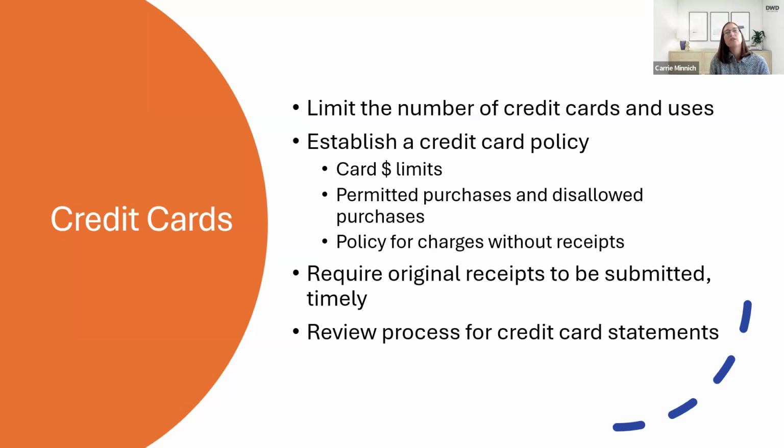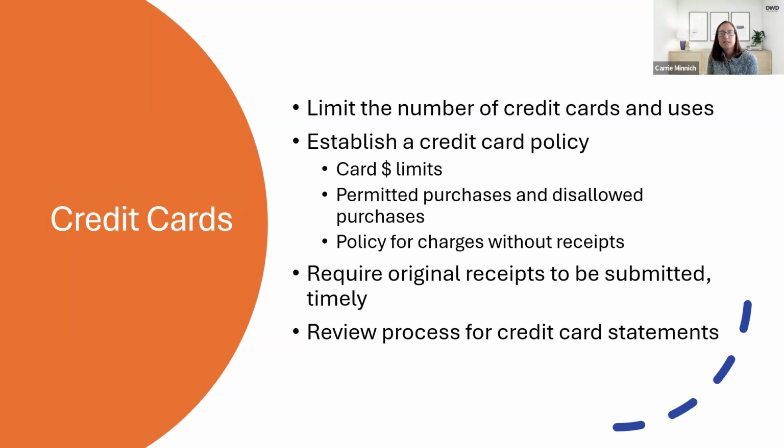So sometimes credit cards will be issued in an individual's specific name, and that person is responsible for maintaining that credit card. Other times an organization will have a credit card and it is used by multiple people. If that is the case, make sure you have a procedure in place where one person maintains that card and keeps it safe. And then that credit card is checked out so you know who is using the credit card and for what purpose.